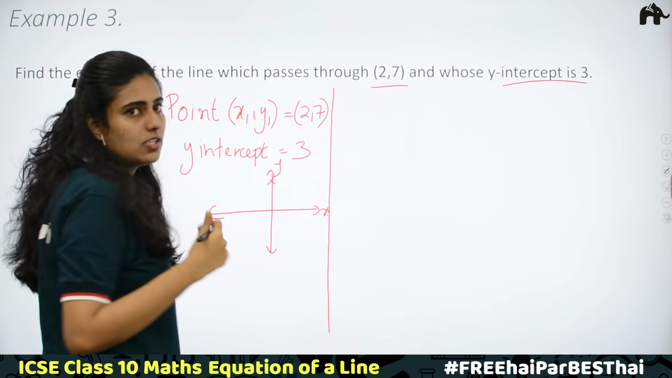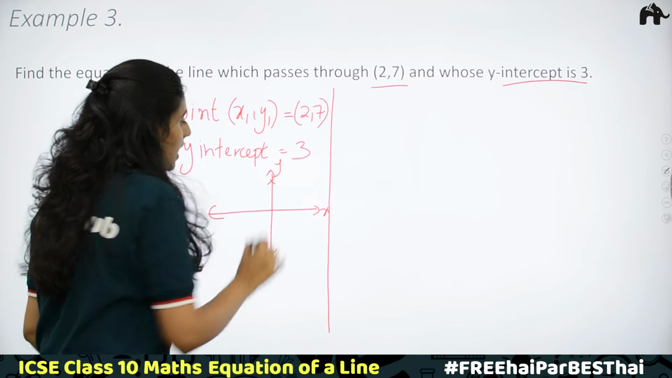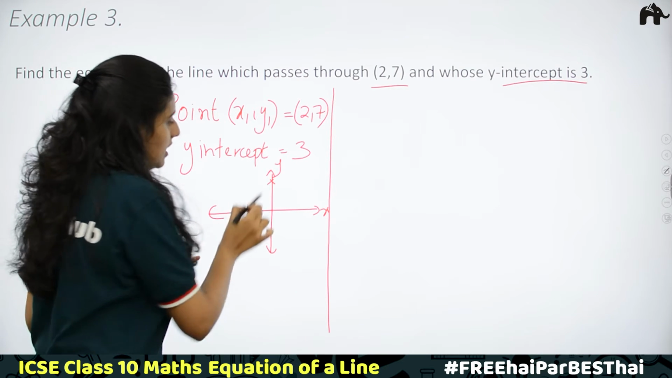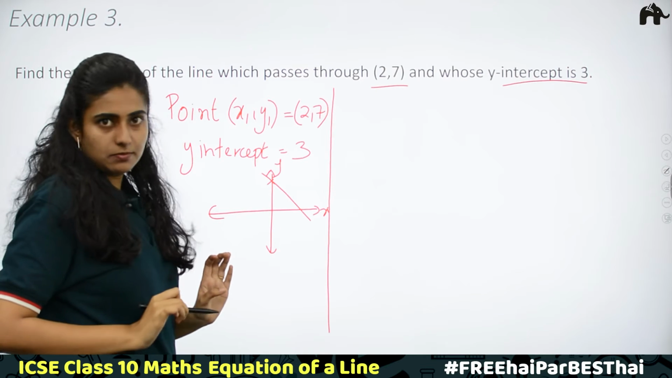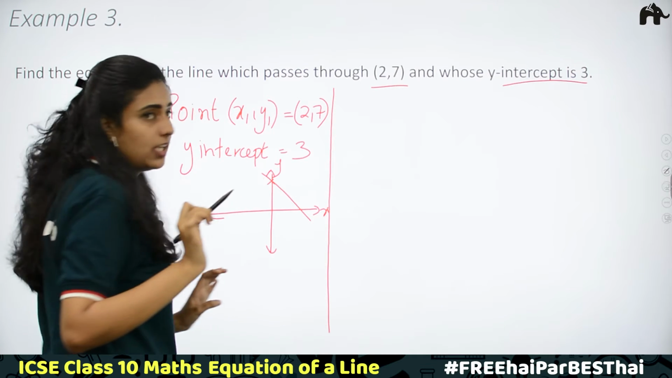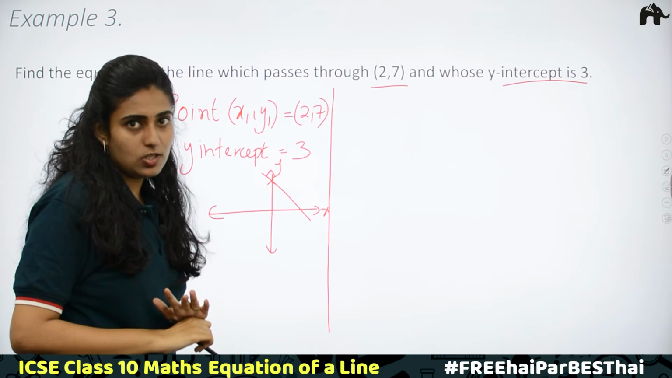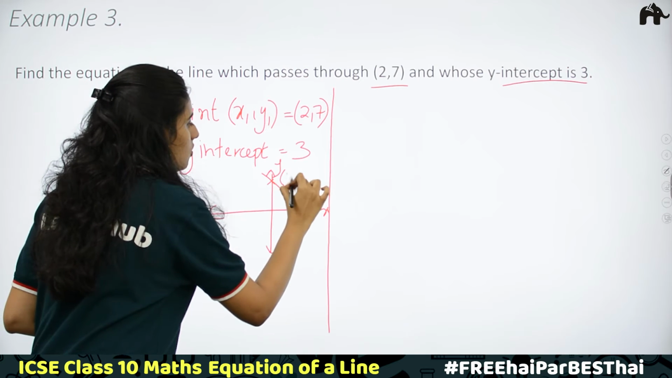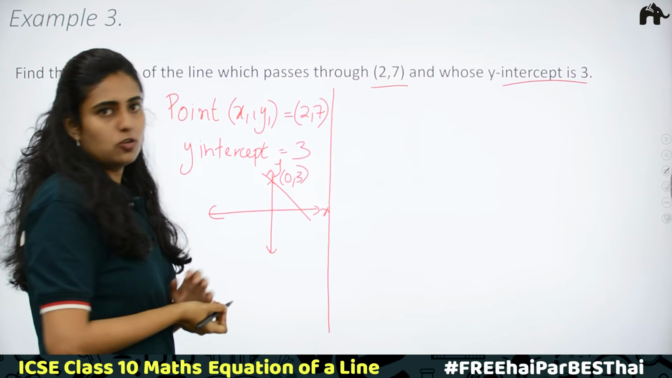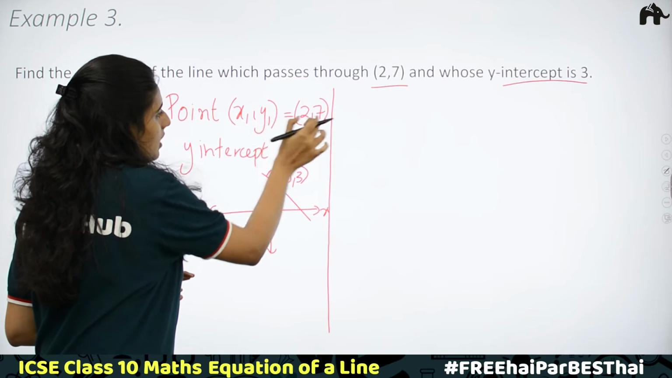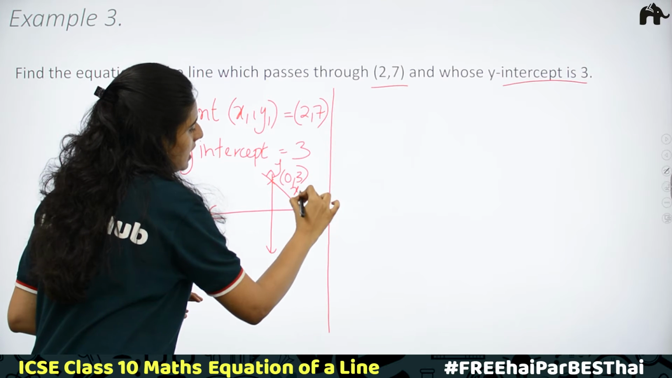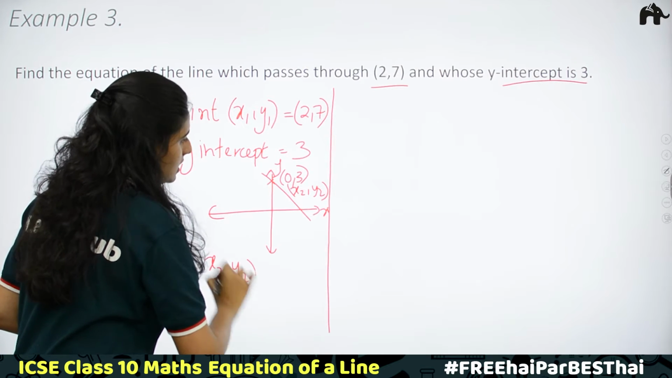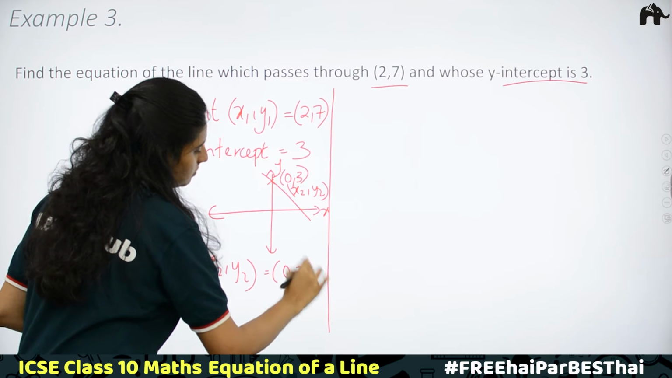Right? What is the y-intercept? The point where the line cuts the y-axis. Let us consider this is our required line. At this point, we will be having x coordinate equal to 0. Then we got the coordinates of this point. X coordinate is 0 and y coordinate is 3, that is (0, 3). So we will take this point as x1, y1 and this point as x2, y2.